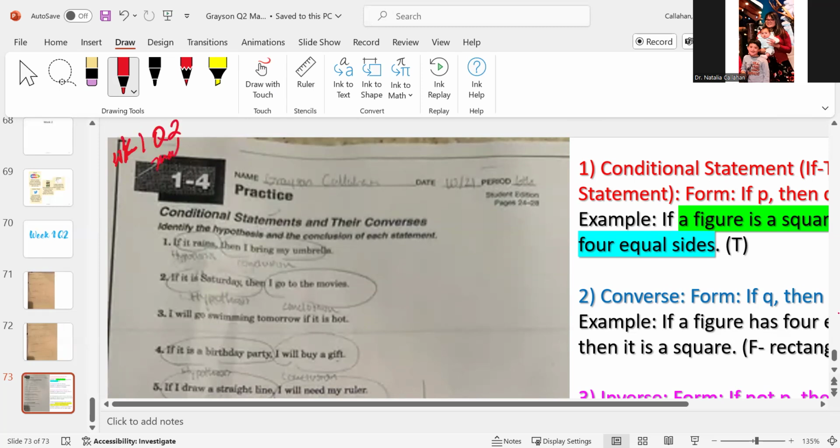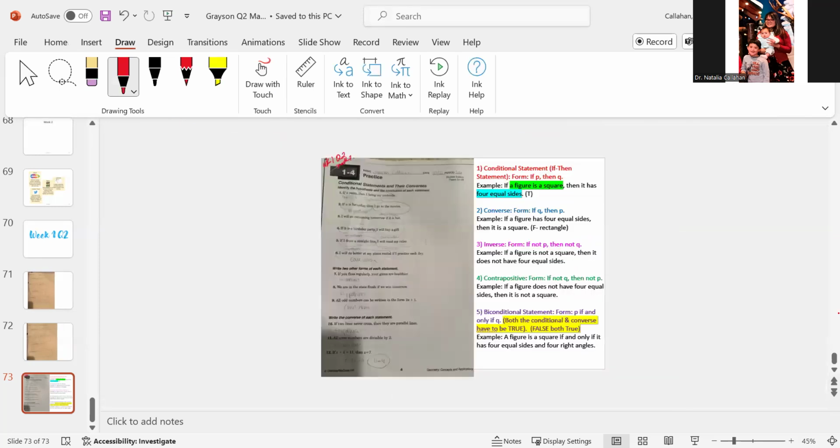Q2, Math 7 on geometry. Before we get started with this worksheet, I want to make sure you go over the different statements. So I want you to read the conditional statement.